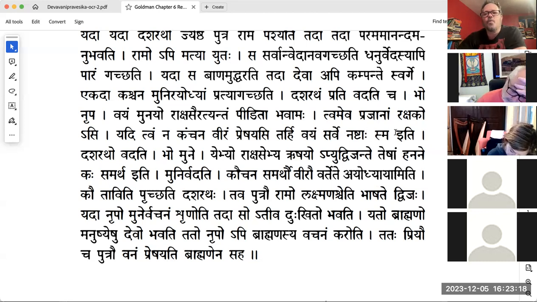Now, what have we learned about this particle sma in the past? That it means was. Yes, but when does it mean was? How do you use sma? Comes after. After what? Good question.